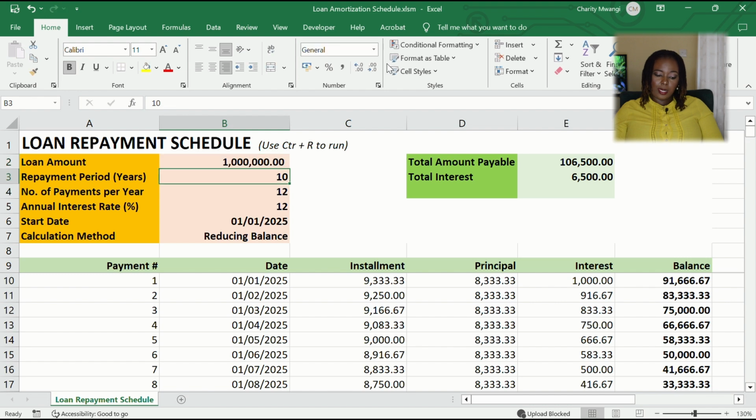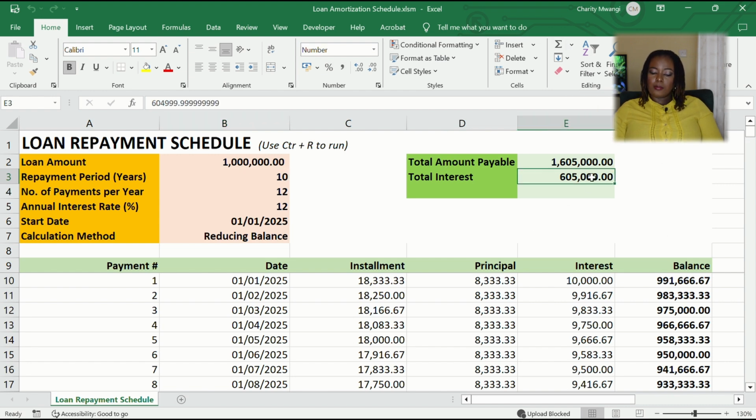So let's work with 1 million, repayment period of 10 years. The interest rate will remain at 12% per annum. And let's compare this one also. So for the reducing balance, let's just look at the interest. We'll pay interest of 605,000. Imagine that. So the longer the loan period, the higher the interest that you'll pay.